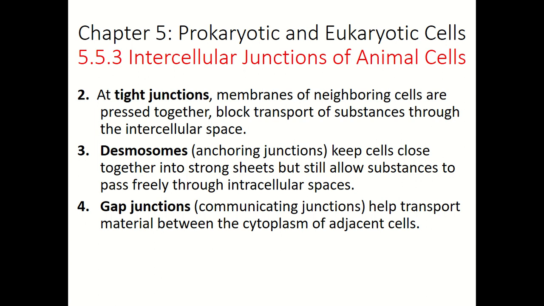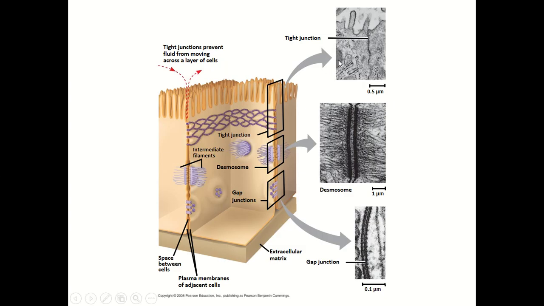And the last junction that can be found in animal cells is the gap junction, also known as the communicating junction, which helps to transport materials between the cytoplasm of adjacent cells. As you can see in the figure here, in the tight junction, the membranes of these two animal cells are pressed together, therefore blocking the transport of substances through this area.